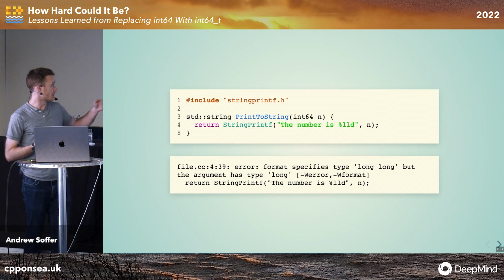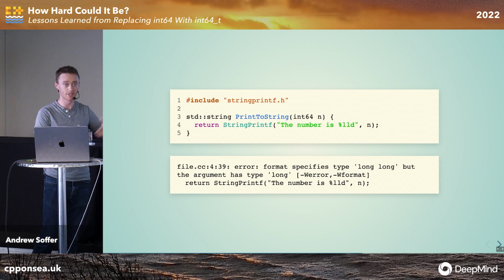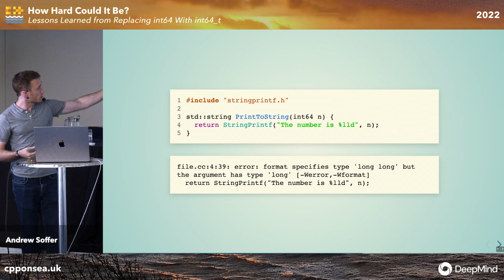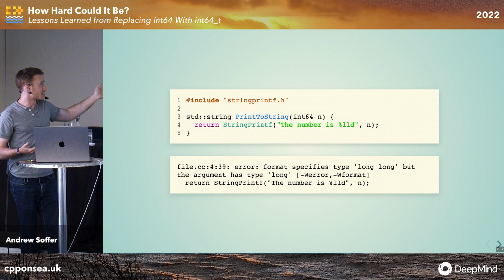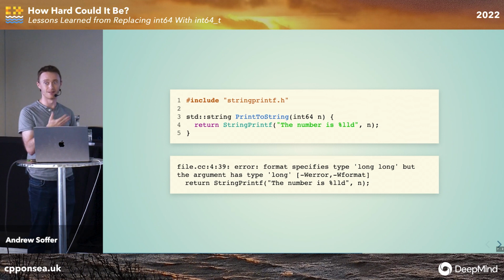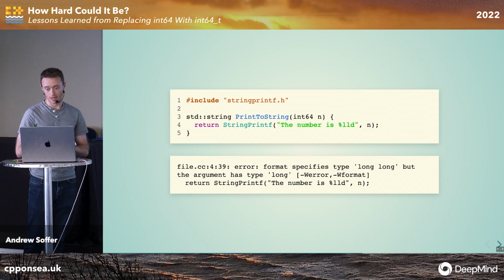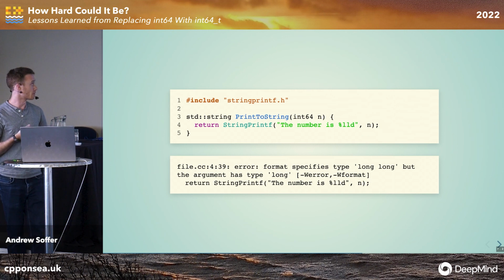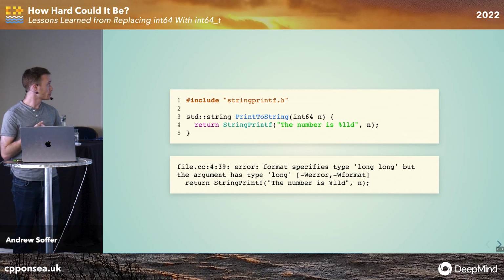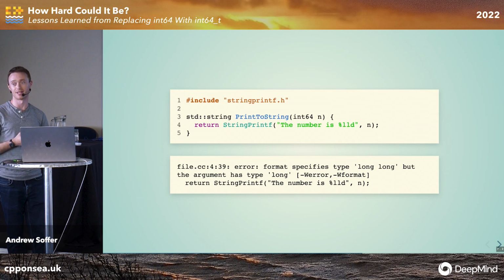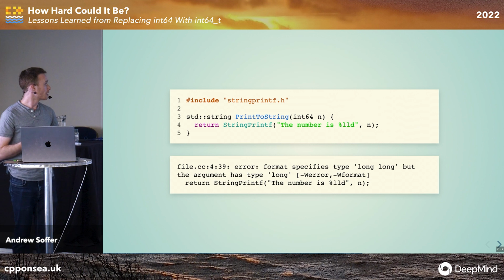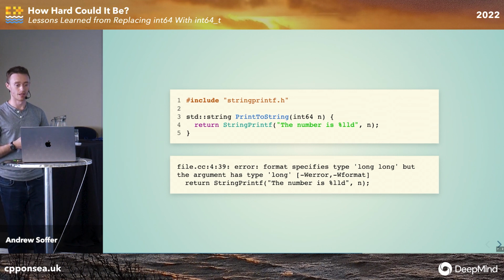And the reason is that we have format string checking turned on for string printf. And we've said with that %LLD that we expect this to be a long. When we change int64, it's no longer a long, it's just a long. And so we kind of have to change %LLD simultaneously. That's a difficult thing to do because there are, I don't know, a few 100,000 uses of this function across our code base, right? We're not going to change those all simultaneously as we change our type. So we've got to come up with some other solution to change these.